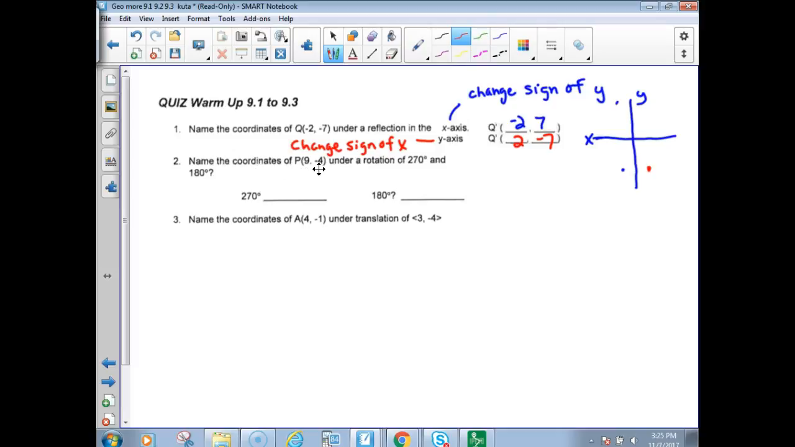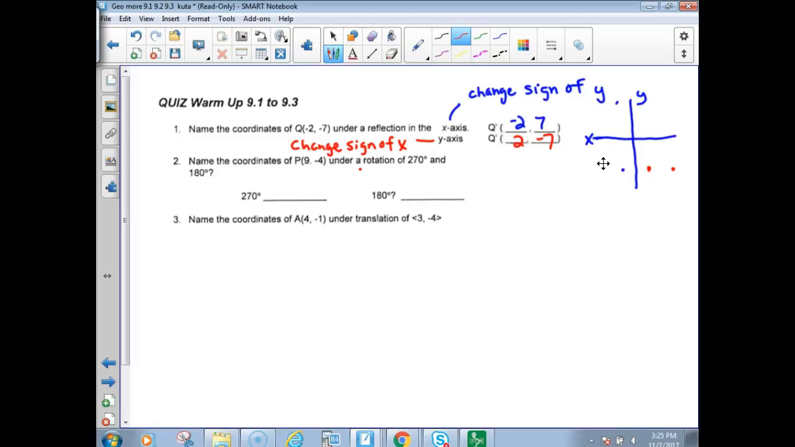Name the coordinates of 9, -4 under a rotation of 270 and 180. So let me start with 270. Say I was at 9, -4. It'd be somewhere over here. If I were to go 270 in a counterclockwise direction, I'd be going this way, then this way, then this way. So I'm going to be landing in quadrant 3.